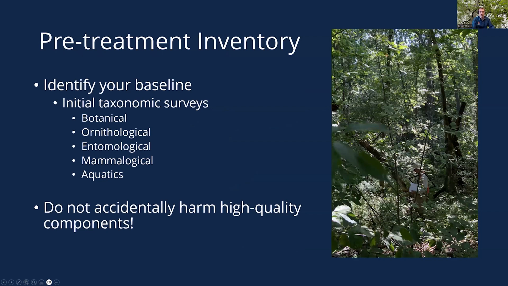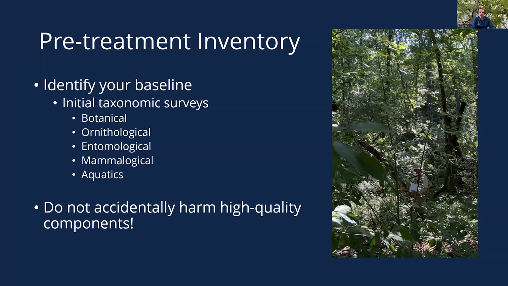So again, a really important part of the restoration process is identifying your baseline. And this might include conducting some different taxonomic surveys. We could do botanical surveys, ornithological, so that's studying birds, or insect populations. We might look at the mammals, or if there are stream systems within our forest, we might also do some aquatic surveys. And really, the idea here is to get a sense of what we're starting out with and inventorying that so that we don't accidentally harm something that might be of high quality within our system.